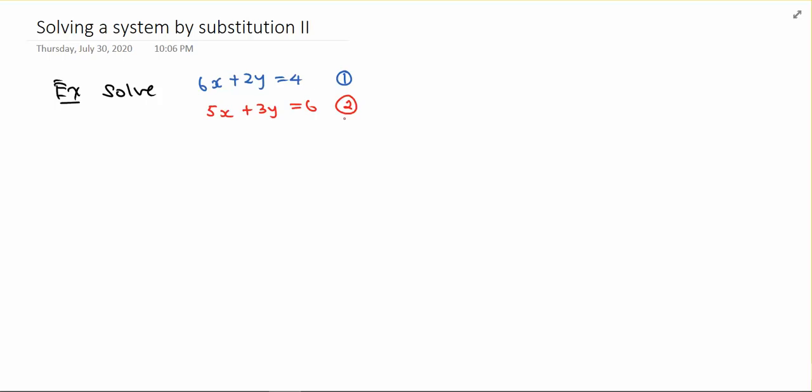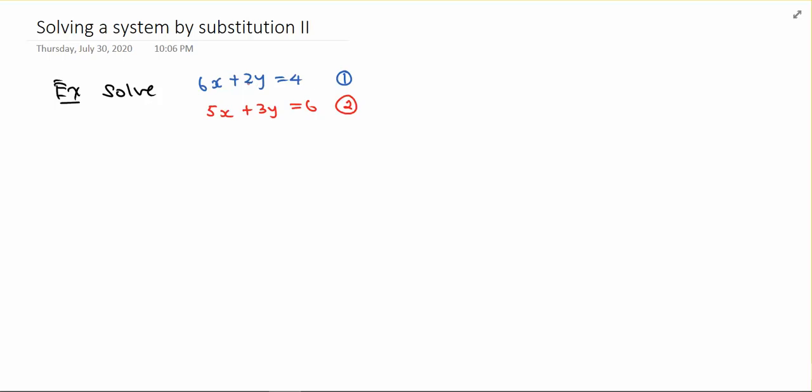So let's take a look at that first equation. If I try to solve for x, at some point I'm going to divide by 6, and the numbers 2 and 4 don't cleanly divide by 6. If I try to solve for y, at some point I'm going to have to divide by 2. And 6 can be divided by 2, and 4 can be divided by 2. So y is a good candidate.